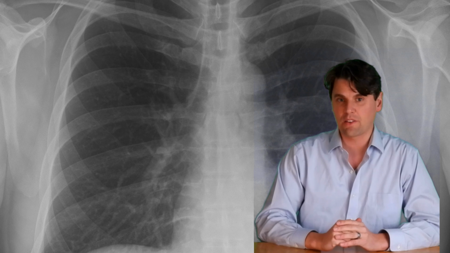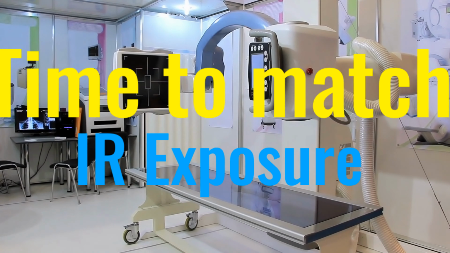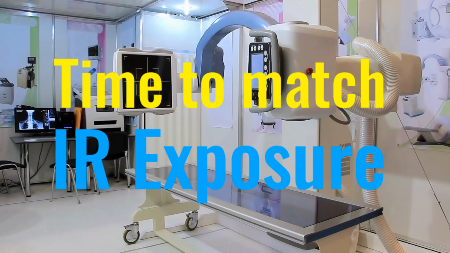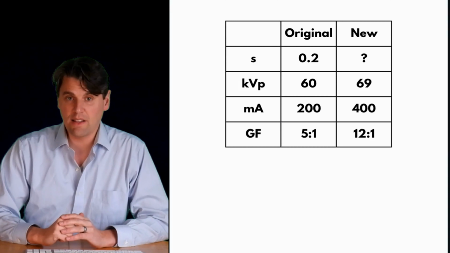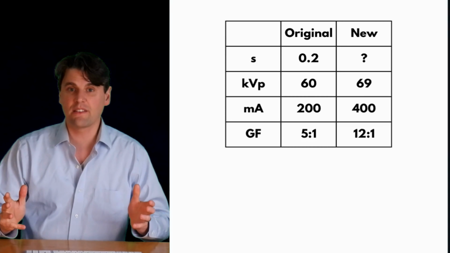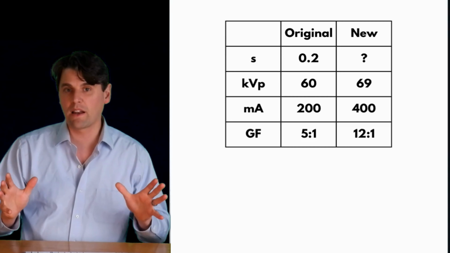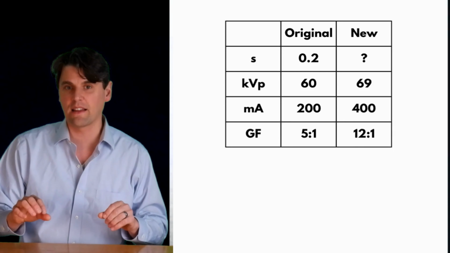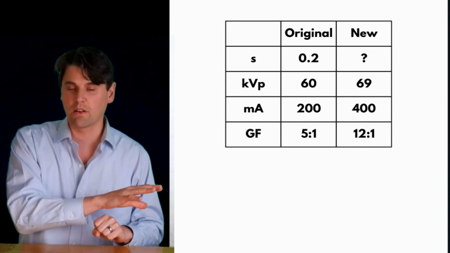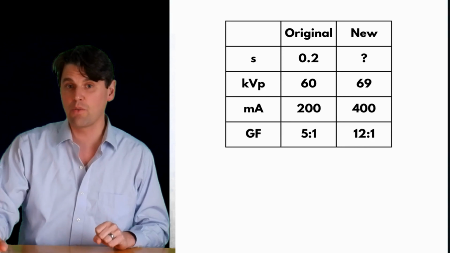In order to maintain the same exposure at the image receptor, if we have film, we want to keep the same density. If we have CR or DR, we want to keep the same noise. Problem either in the clinic or on your ARRT registry exam. The idea is that we want to separate out the terms, write them clearly in a table like this so that we can understand what's the original parameters and then what's the new parameters.